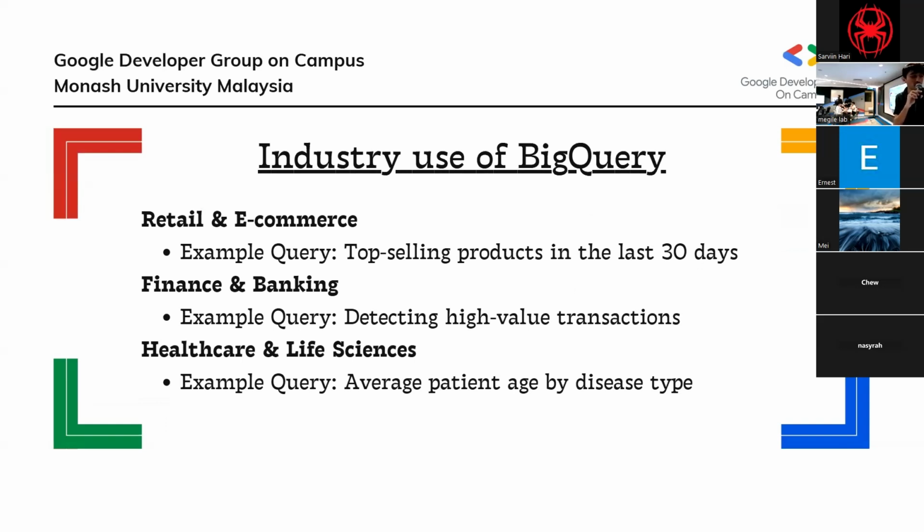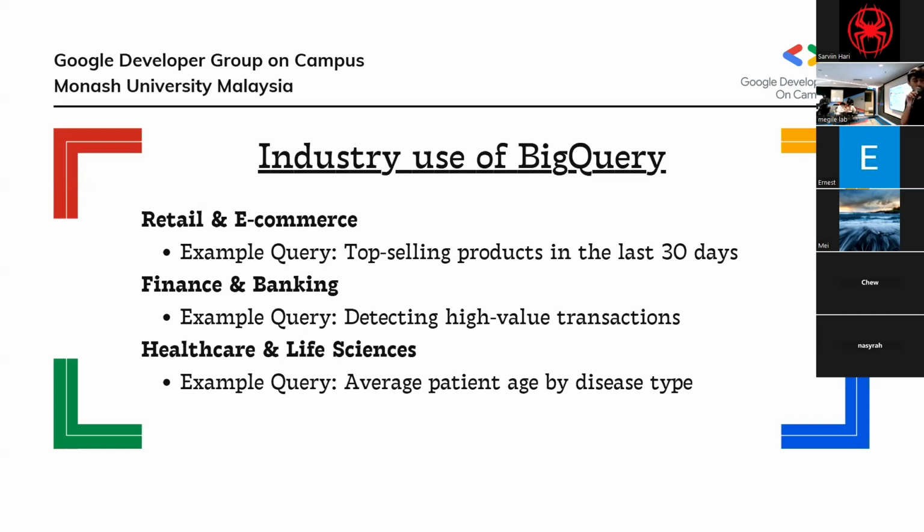If you look at the retail and e-commerce industries, an example query could be we need to find our top selling products in the last 30 days. So the data for the 30 days could be a very large set, and manually filtering out top selling products is not easy. So what you can do is use BigQuery to define a criteria for top selling products, and you could easily filter that out.